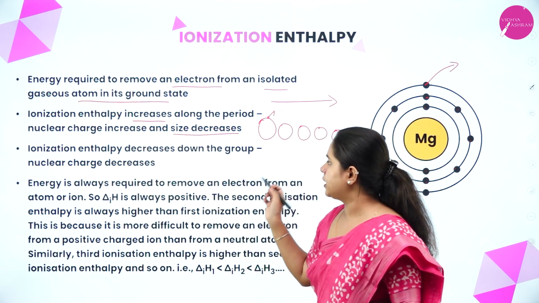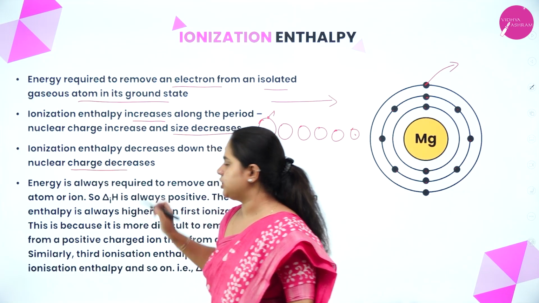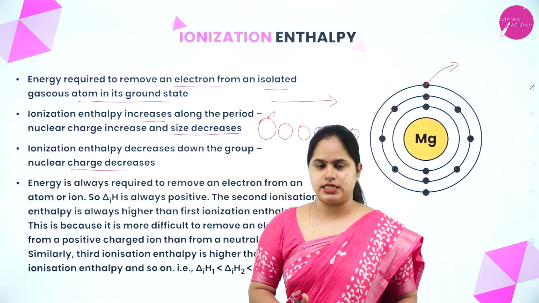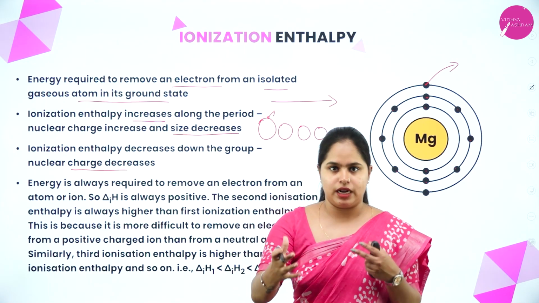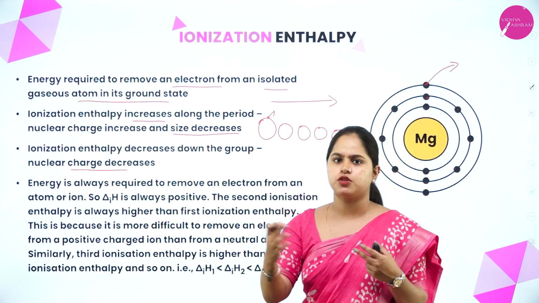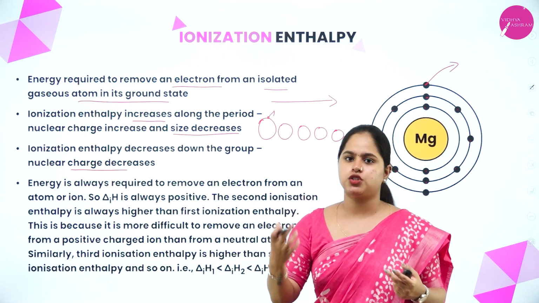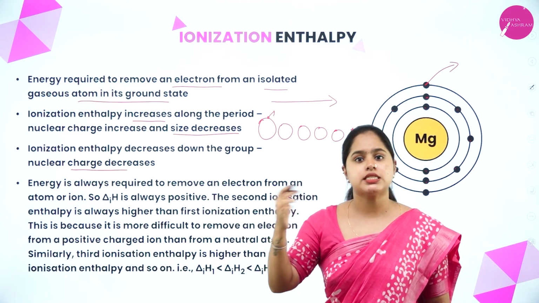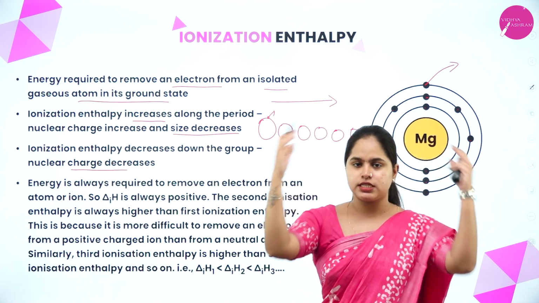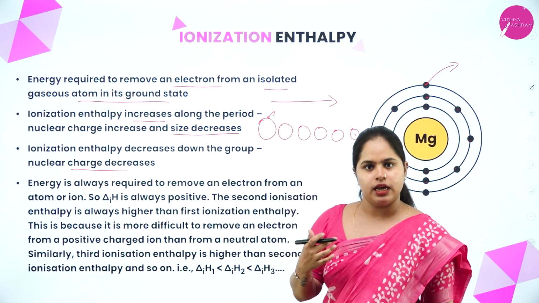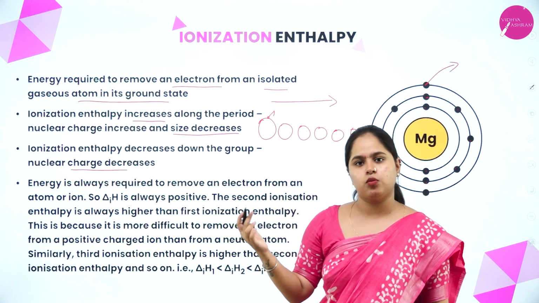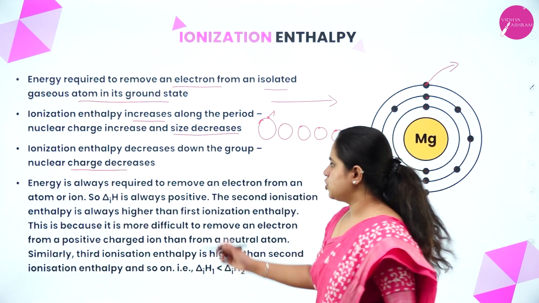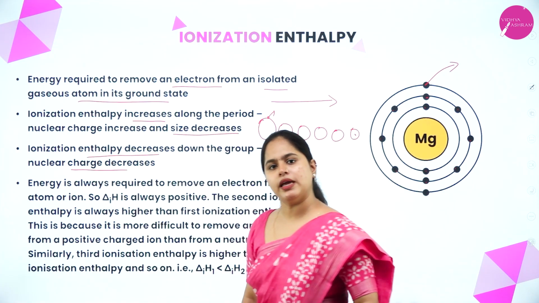Now, ionization enthalpy decreases down the group. We know that as we move down the group, the size increases. So now the attraction between the nucleus and the electrons keeps on decreasing, right? So what happens? The electron can be easily removed from the outermost shell, because the size is increasing and the attraction is becoming less. If the electron can be easily removed, that means only a very little amount of ionization enthalpy needs to be given there, right? So, as we move down the group, the ionization enthalpy decreases.